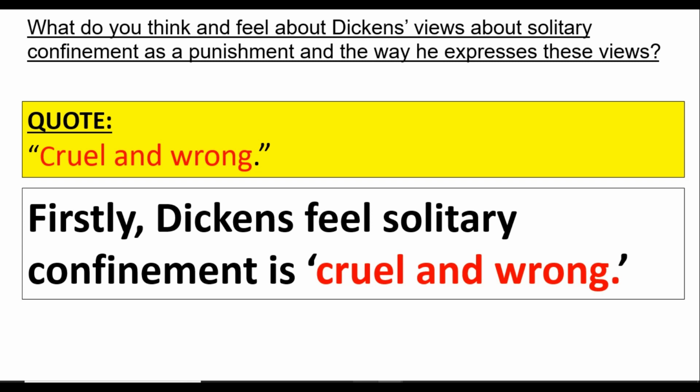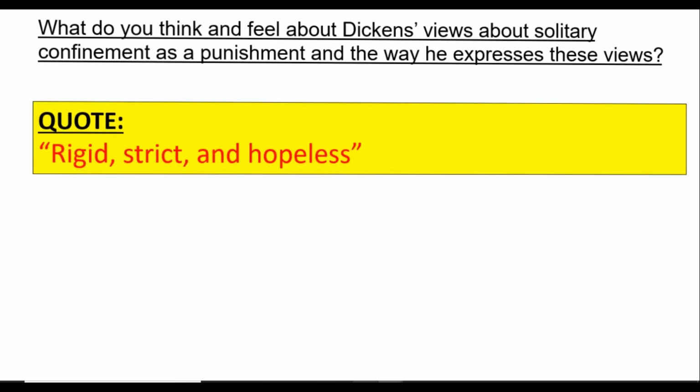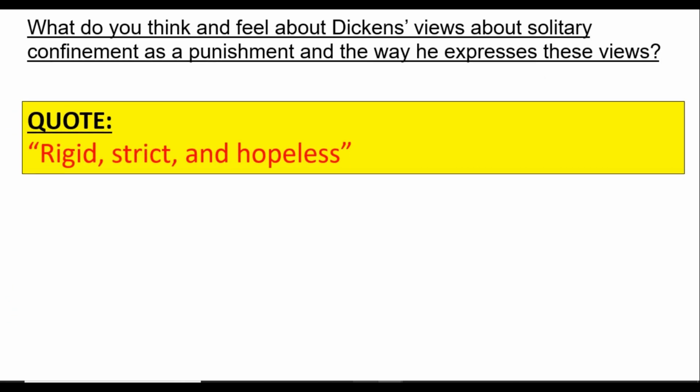So I put, firstly, Dickens feels solitary confinement is cruel and wrong. The reason why I'm showing you this one is you get marks with your quote. If the quote is ridiculously simple, don't bother with a PEE, just put your quote into the sentence. It can't get much simpler than him literally saying it is cruel and wrong. So if it's really obvious, just put it into a sentence like I have. You don't need to explain. On this one, you wouldn't need to go, this suggests blah, blah, blah, because it's so obvious we don't need to explain it.